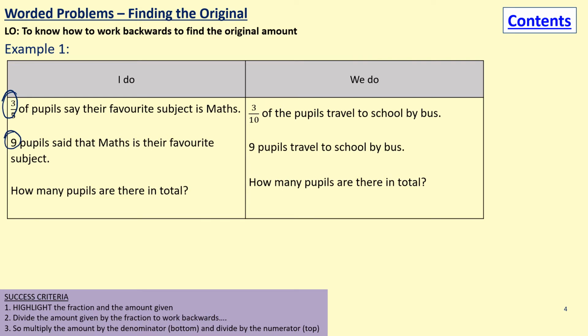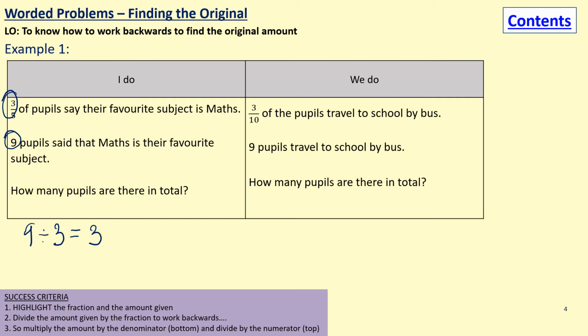Divide the amount given by the fraction to work backwards. So multiply the amount by the denominator and divide by the numerator. Right, so what we have to do is to take our 9 and divide it by the numerator this time. That gives us 1/5. Because 3/5 is 9, then 1/5 is if we divide it by 3. And coincidentally, the answer is 3. So now 1/5 is 3.